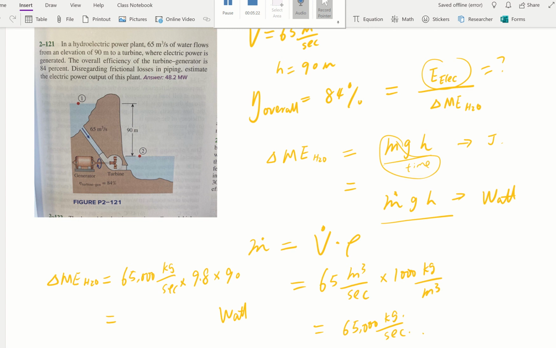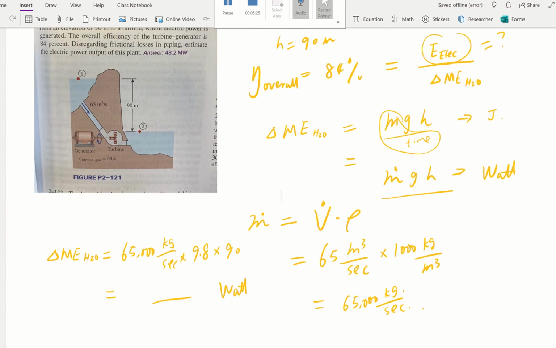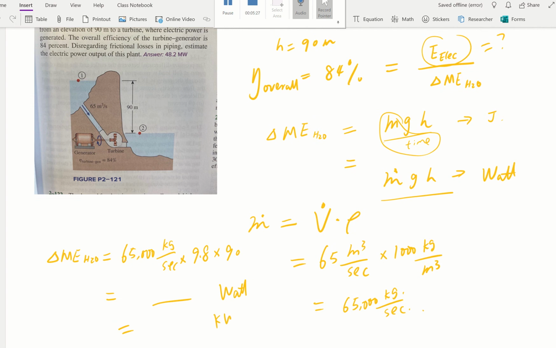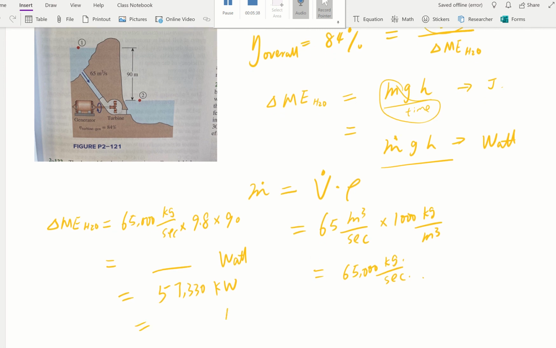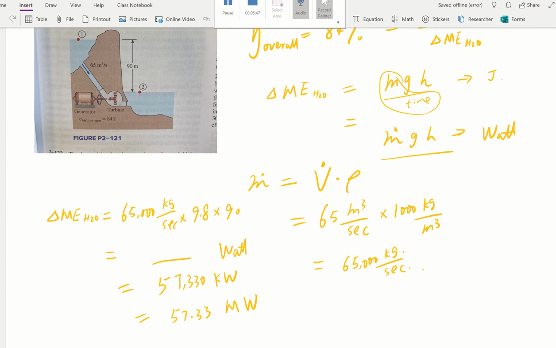Then if we change that to kilowatts, so kW, divided by 1000, I have 57,330. Okay. And if we change that to megawatts, we divide it by 1000 again. So that would be just 57.33 megawatts. That's how much energy was input into this turbine to turn this shaft. And then the shaft is trying to generate electricity.